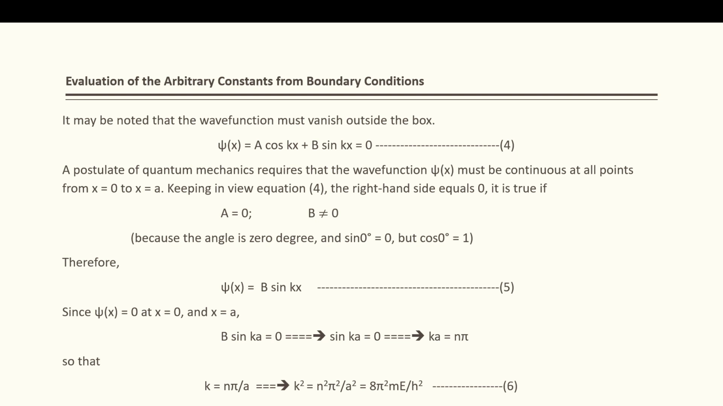Similarly, b sin kx equal to b sin ka. It means sin ka equal to 0. It means ka equal to n pi or k equal to n pi over a. Thus, we have evaluated k square, which is equivalent to 8 pi square mE upon h square, and this is n square pi square over a square. We have derived the energy equation, very important equation. Energy depends on two terms, quantum number n and edge a.